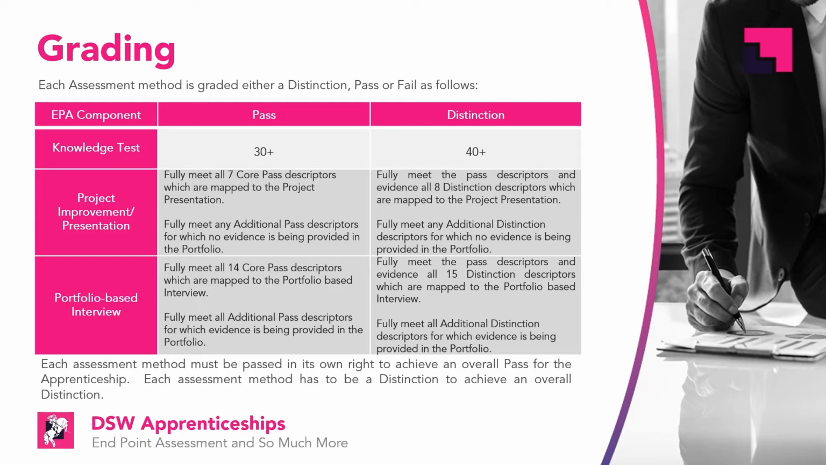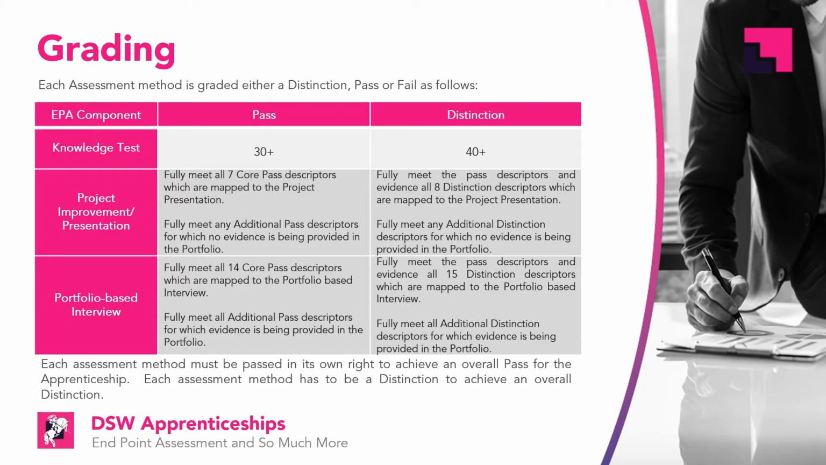To achieve a distinction in the knowledge test, the apprentice must correctly answer at least 40 questions. To pass the project improvement presentation, the apprentice must fully meet all 7 core past descriptors and any additional past descriptors for which evidence is not being provided in the portfolio. To achieve distinction in the project improvement presentation, in addition to meeting the pass criteria, the apprentice must meet all 8 core distinction descriptors and any additional distinction descriptors for which evidence is not being provided in the portfolio.